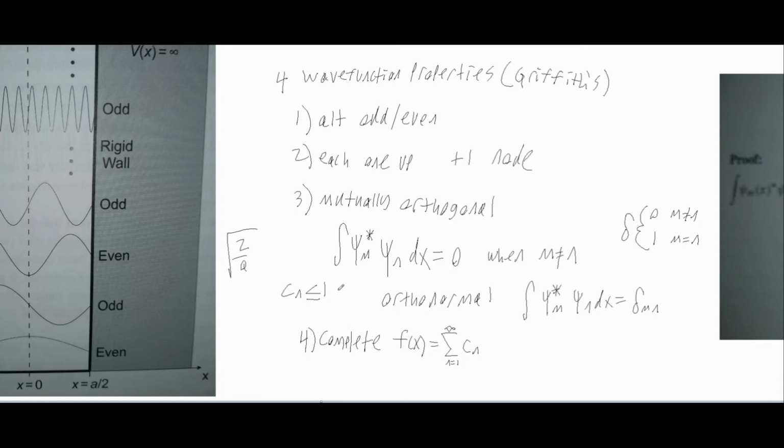I guess it could be less than or equal to 1. And so it'll have that Cn and then our wave function psi n here. And so we can say that this will be 2 over a multiplied by the summation from n equals 1 to infinity of Cn sine of n pi x over a.